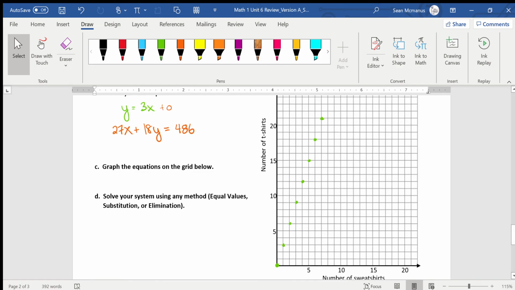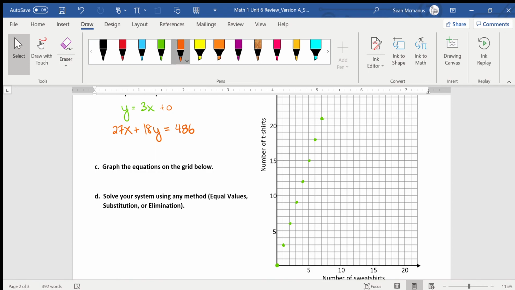I probably should not connect these dots because these are whole number items. I can't buy half of a sweatshirt or part of a sweatshirt. I can only buy 1, 2, 3, 4 sweatshirts. So my domain is only going to be integers. So that's the first one.